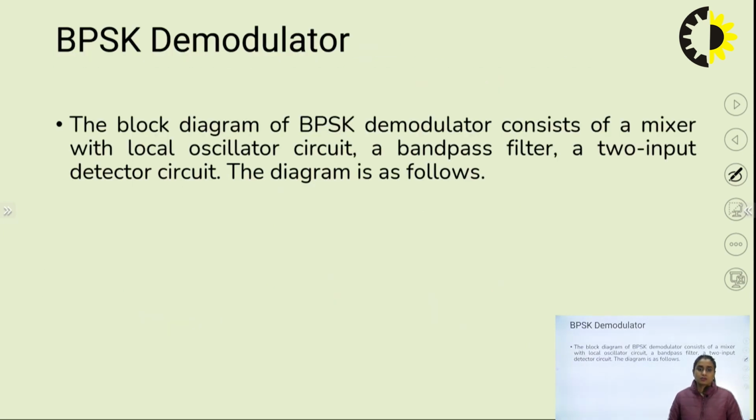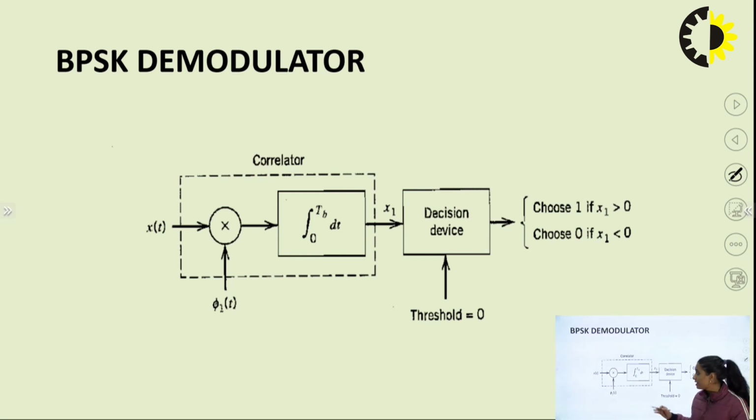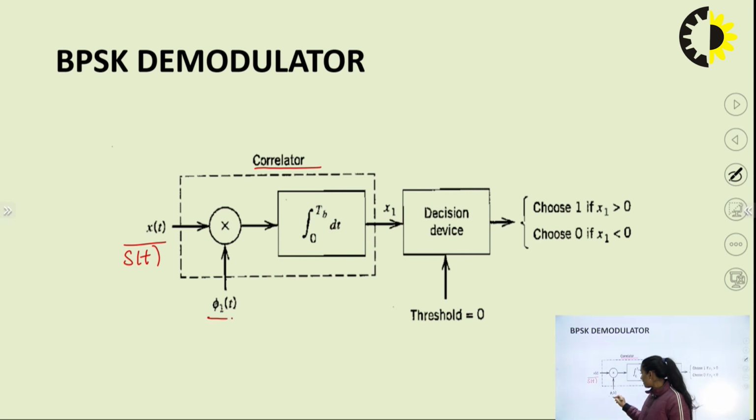Now let's talk about the receiver part. At the receiver, how does demodulation take place? The block diagram of the BPSK demodulator consists of a mixer with a local oscillator circuit, a bandpass filter and a 2 input detector circuit. It can be simplified by representing it with the help of a correlator and a decision device. This is how I get my modulated waveform, which we usually represent by s(t), and as this is a coherent kind of detection, I'm going to use exactly the same carrier which was used at the transmitter.